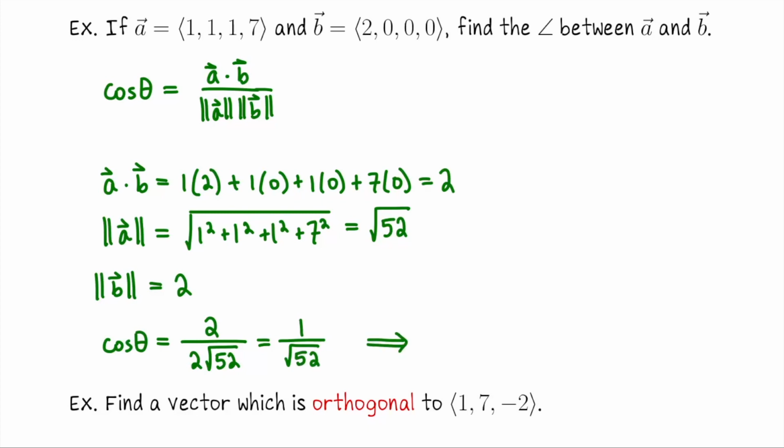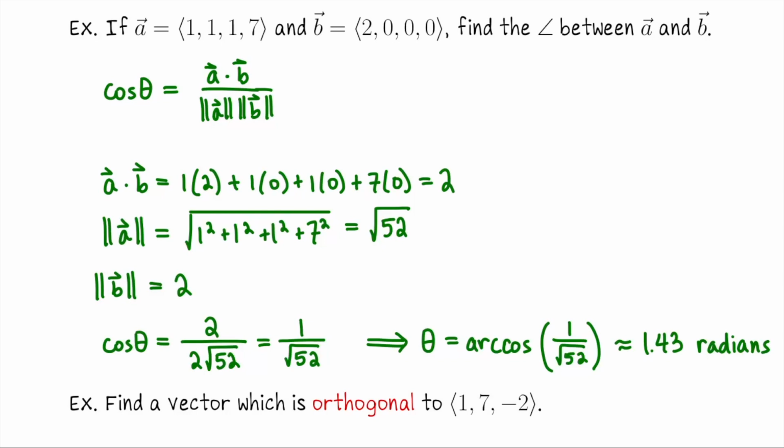Okay, so what that tells me is that theta is going to be the arc cosine of 1 over the square root of 52, which is approximately 1.43 radians, or if you prefer, approximately 82.03 degrees. So that's an example of how to use the dot product to compute the angle between two vectors.